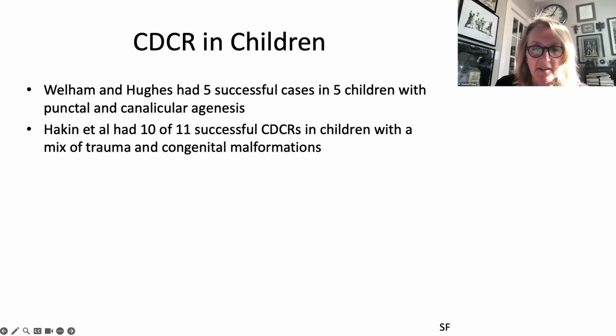Hakin had 10 of 11 successful CDCRs in children. But again, the long-term follow-up on these, I would love to see.